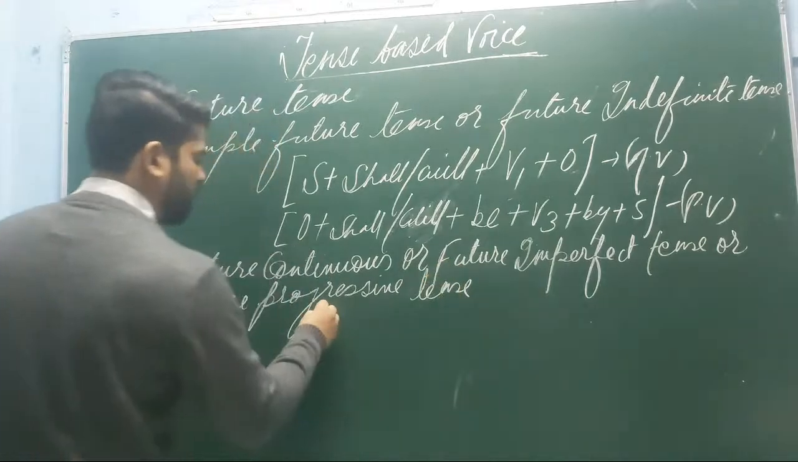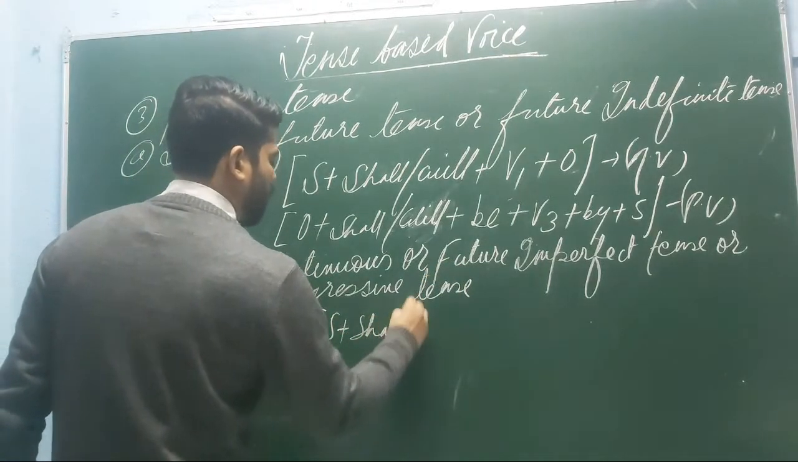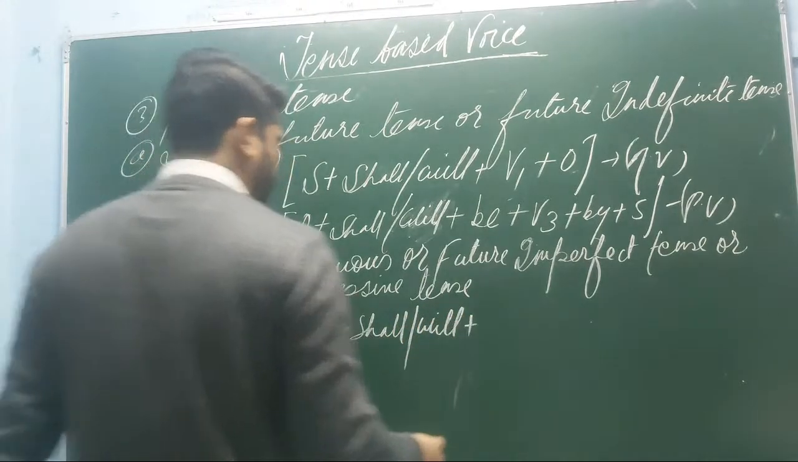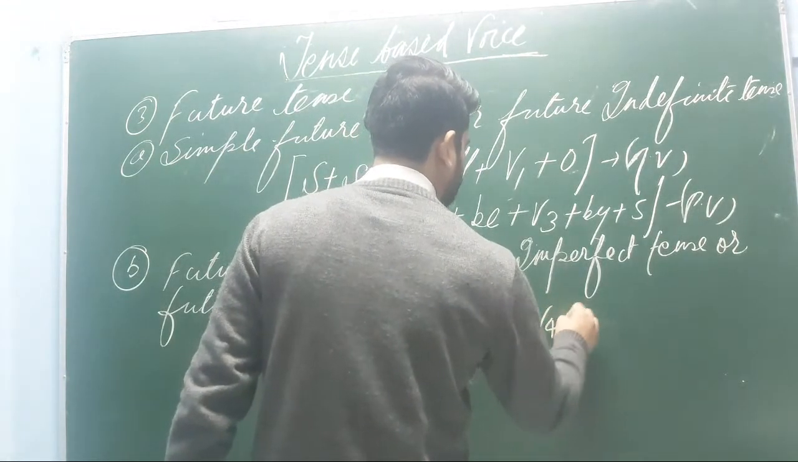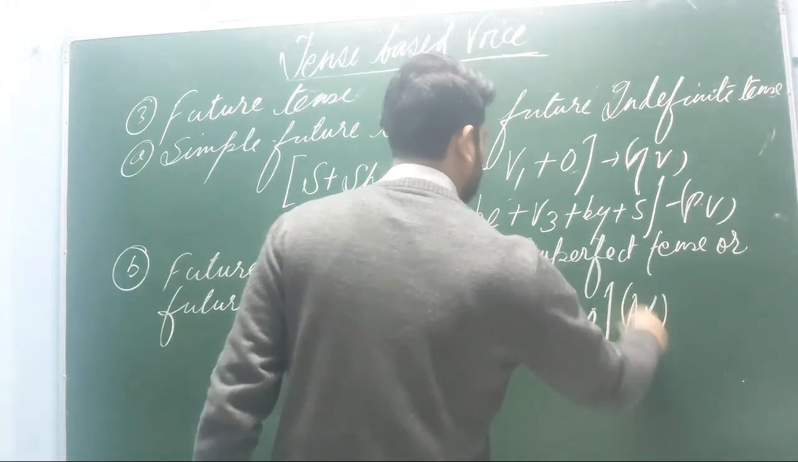Now what will be the structure? Its structure will be subject plus shall or will plus be plus be4 plus object. This one will be the structure in active.